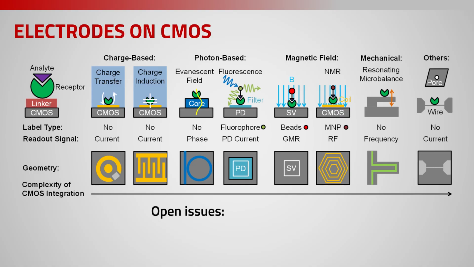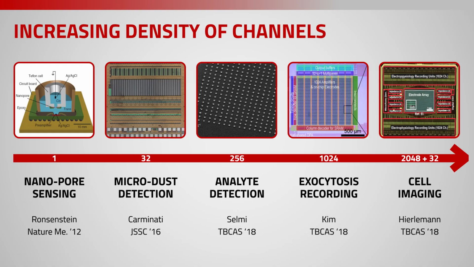Some open issues are materials and packaging. This is an example in the growth of the number of channels that can be fit in a single chip, from 1 to more than 2,000 in the last years. This is all for application to biomedical, to molecule detection.